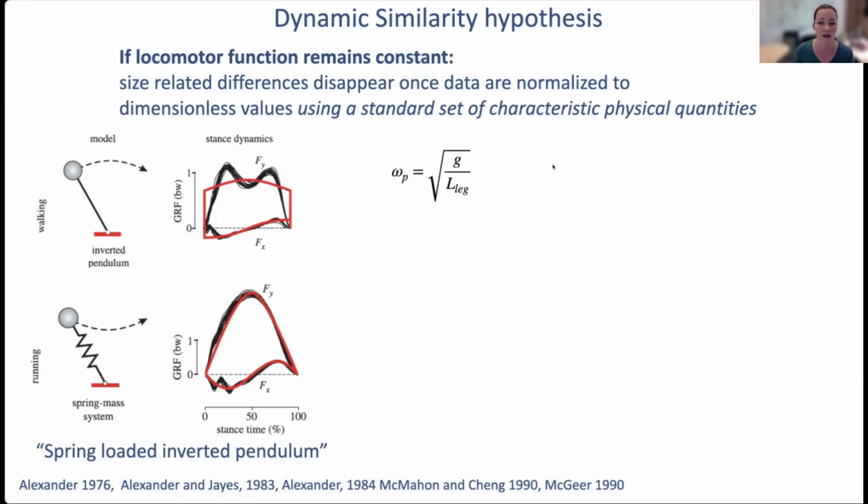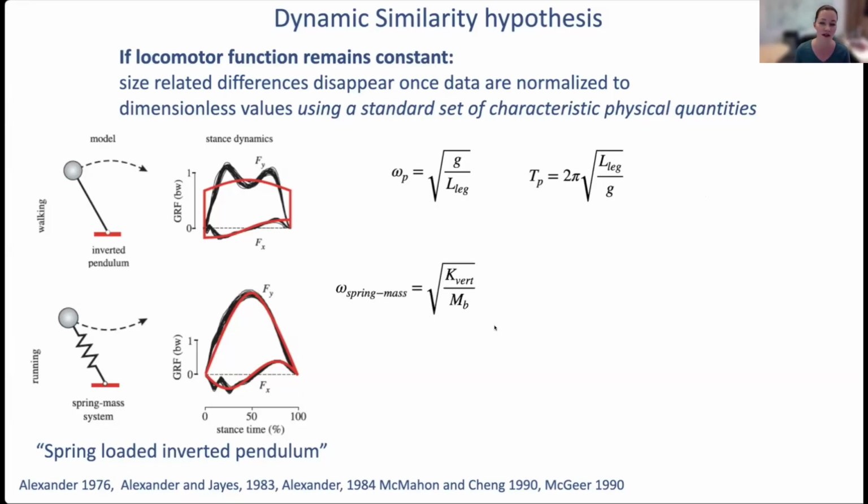And if we wanted to calculate a characteristic stance period, then it's going to be the inverse of that, right? So the period of the pendulum is going to be related to 2 pi square root of L over g, okay? So that's one characteristic physical quantity for this system, and it relates to leg length and gravity, okay? So we probably want to use that in our standard set of characteristic physical quantities, right?